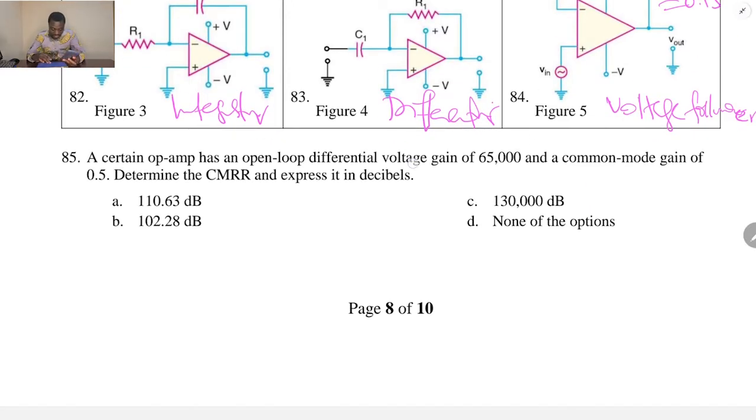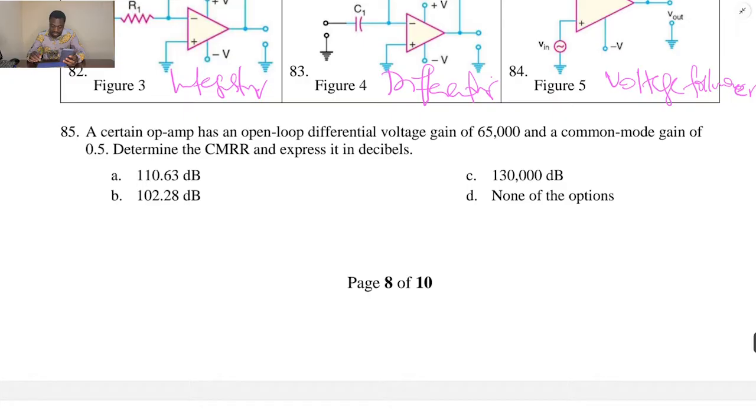A certain operational amplifier has an open loop differential voltage gain of 65,000 and a common mode gain of 0.5. Calculate the common mode rejection ratio in decibels. The formula is the open loop voltage gain over the common mode gain, the common mode rejection ratio.